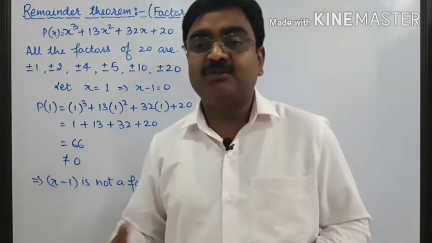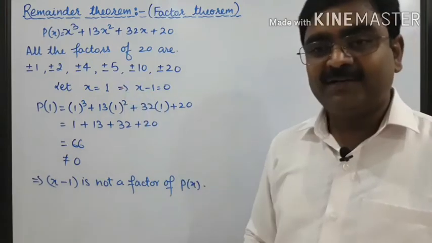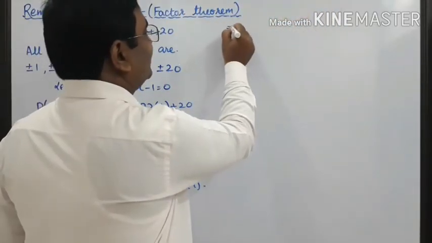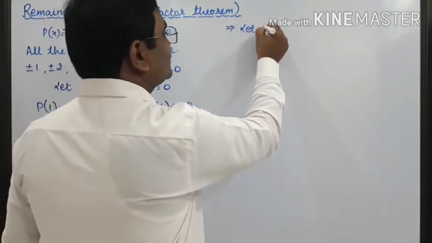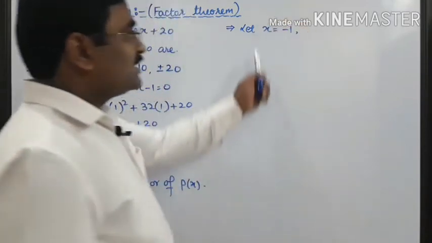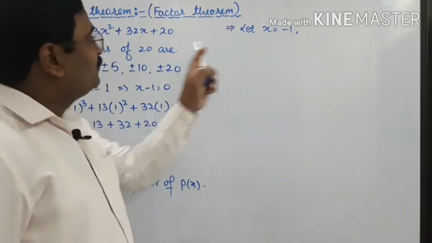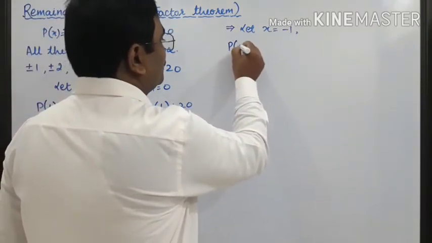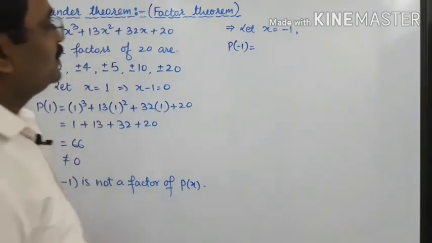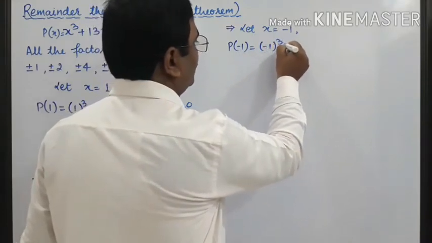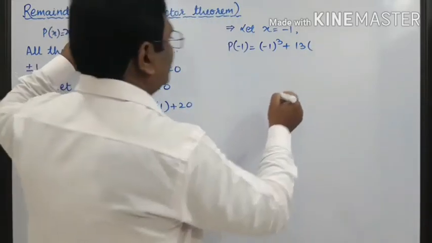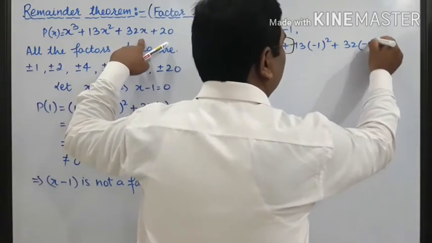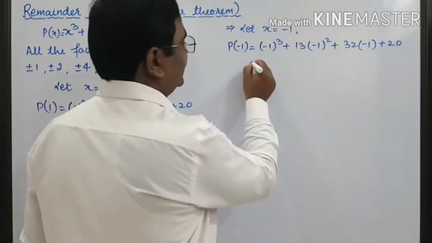So now we will try again and take another value of x. Okay, we took x equal to plus 1, now we will try x equal to minus 1. So let us see, let us try again, let x equal to minus 1. Now with this value of x equal to minus 1, find out the remainder of this polynomial. It means you need to find p of minus 1. So p of minus 1, that is x cube, it means minus 1 cube, plus 13 multiplied by x square, therefore minus 1 square, plus 32x, it means 32 multiplied by minus 1, and plus 20. Now let us simplify this and see what the remainder is.